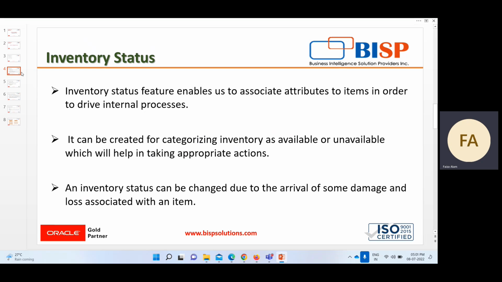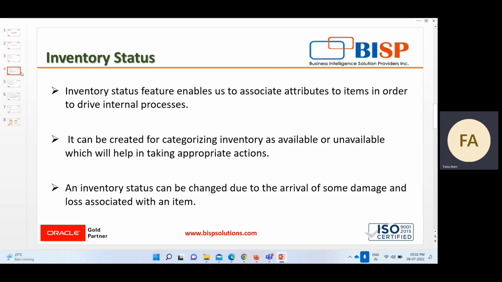So first we'll take up inventory status. Each inventory item has a status associated with it, and we can manually change the status of inventory items and create new statuses for our own unique requirements or needs. The inventory status feature enables us to associate attributes to the item in order to drive internal processes. Like we can create an inspection status for items that are pending quality control. It can be created for categorizing inventory as available or unavailable, which will help in taking the appropriate actions.